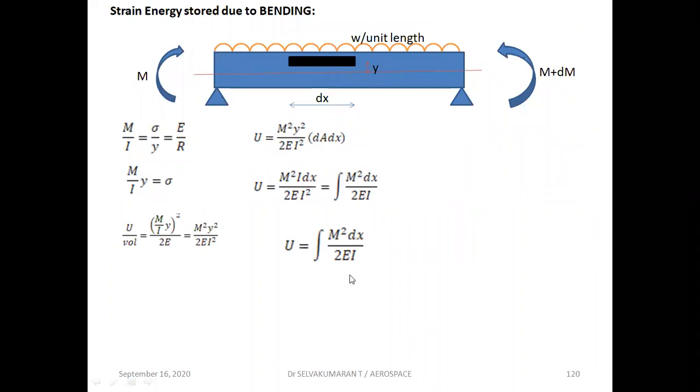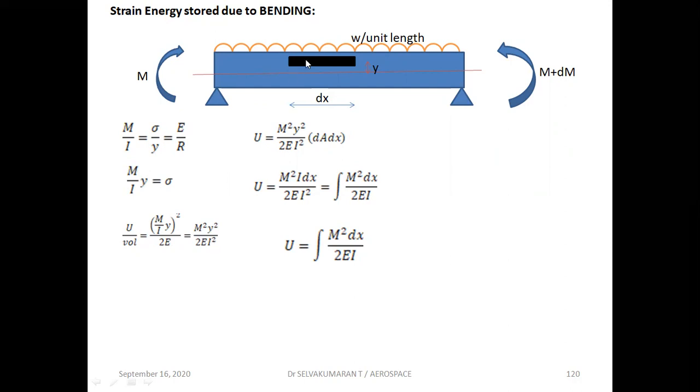Next, strain energy stored due to bending. Let us consider a simply supported beam subjected to UDL W. From solid mechanics, M by I is equal to sigma by Y is equal to E by R. So sigma is equal to M by I into Y. We know strain energy stored per unit volume is sigma square by 2E. Just substitute sigma here: M square Y square by 2E I square.